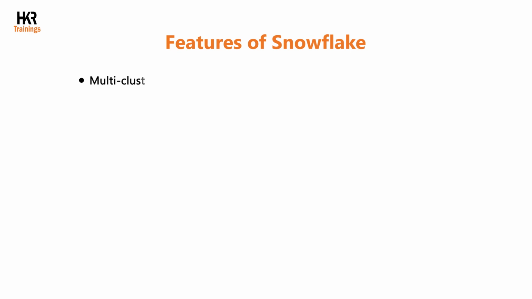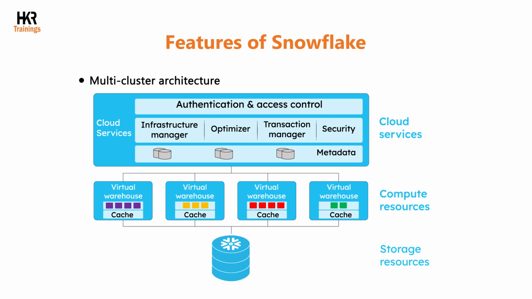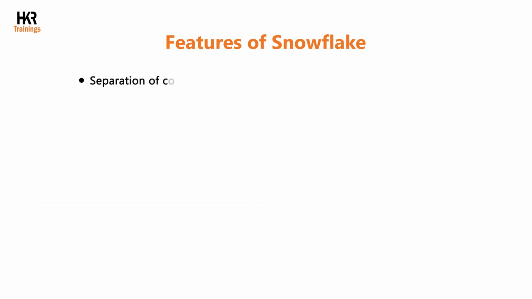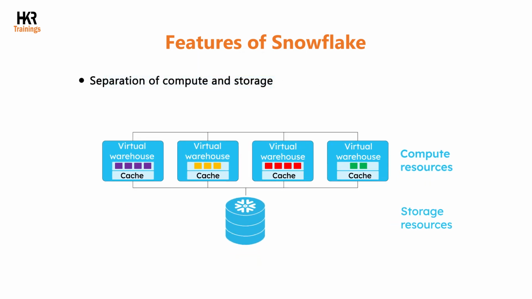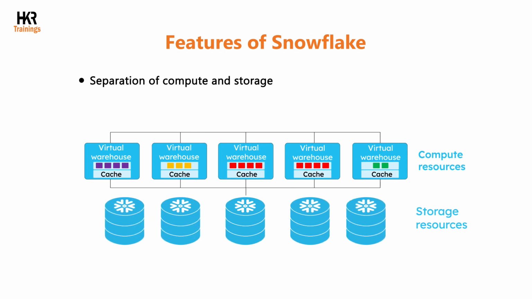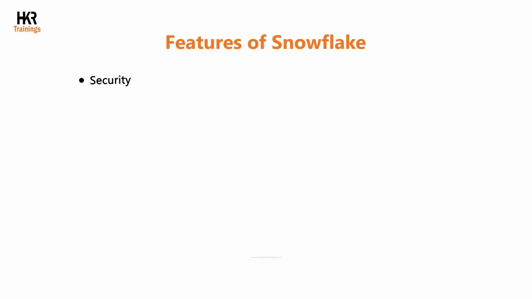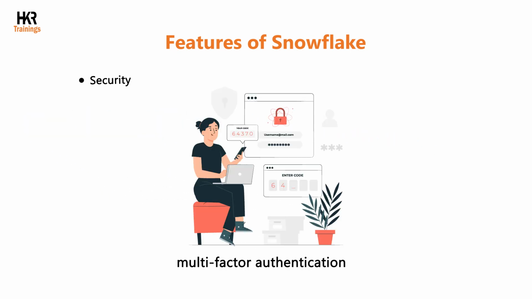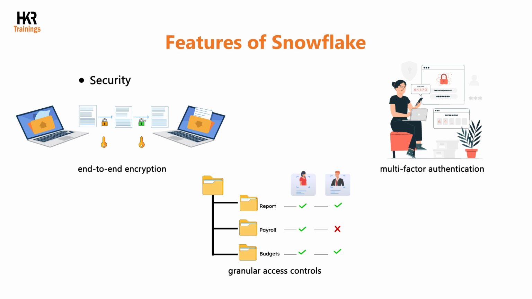Data sharing. Snowflake allows for secure and governed data sharing between organizations, departments, or teams without copying or moving data. Multi-cluster architecture. Snowflake's multi-cluster architecture enables workloads to be isolated and executed in parallel, allowing faster processing and improved performance. Separation of compute and storage. Snowflake separates compute and storage, which allows users to scale compute and storage independently, reducing costs and improving performance. Security. Snowflake offers advanced security features such as end-to-end encryption, multi-factor authentication, and granular access controls to protect sensitive data.